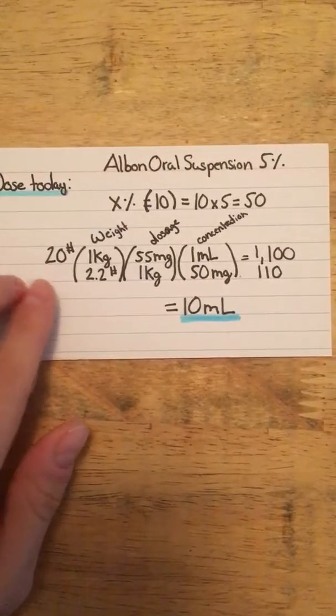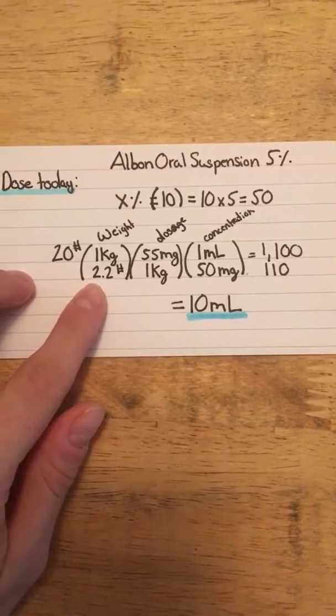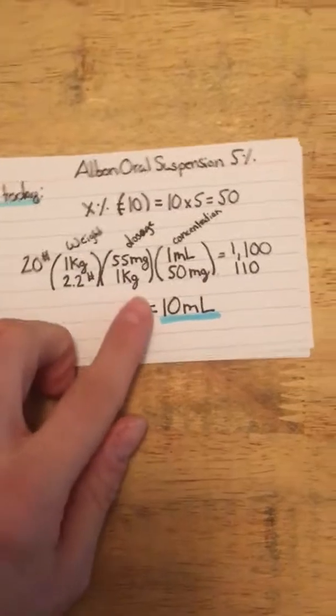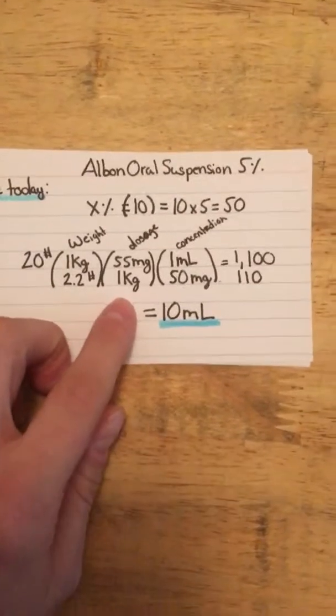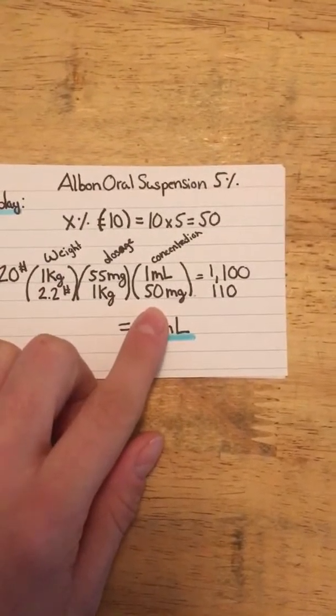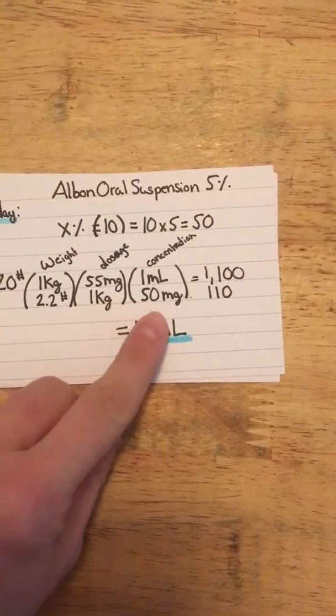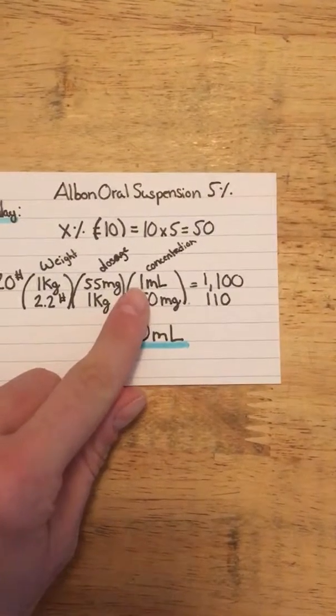We have 20 pounds, which is the patient's weight. We have our weight conversion to get to kilograms. We have our dosage, which is 55 milligrams per kilogram. And the concentration that we just figured out from 5%, it is 50 milligrams per 1 ml.